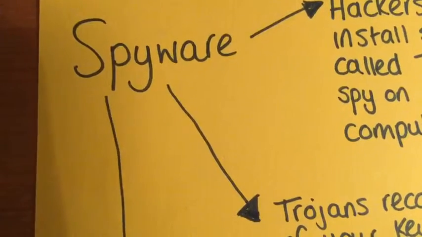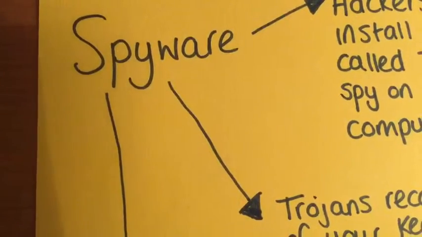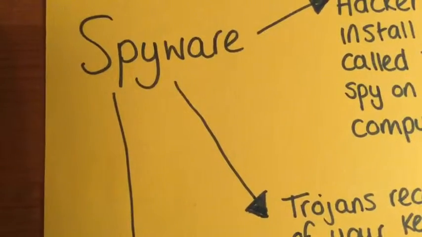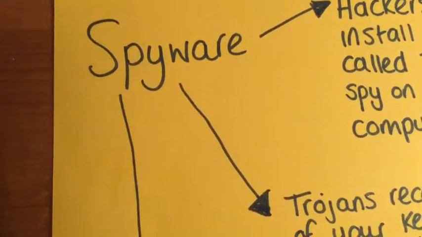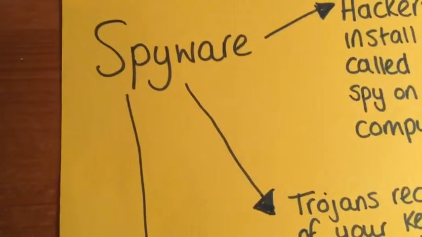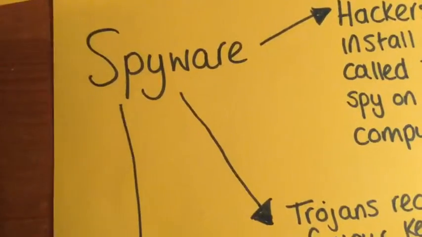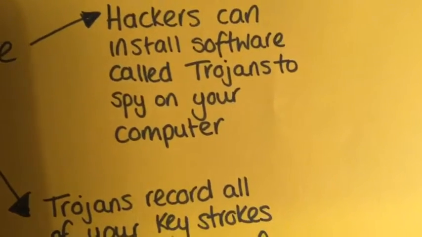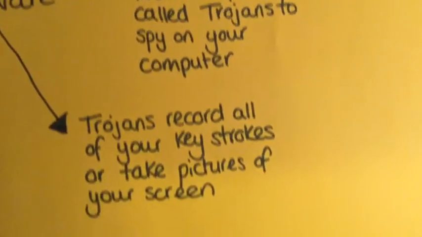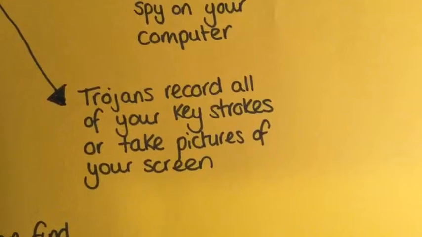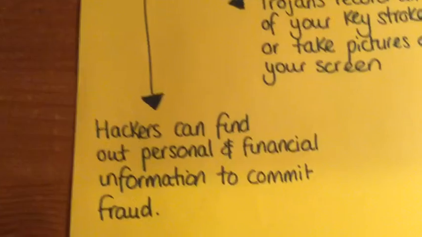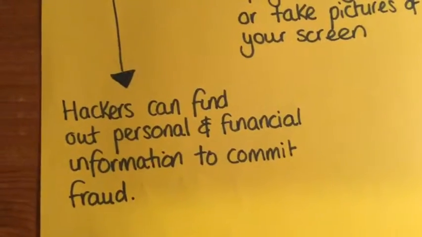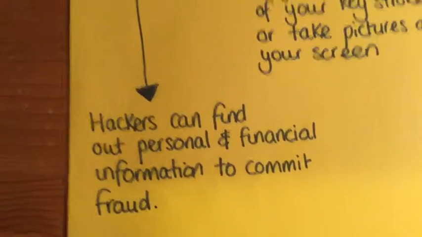Information can be collected when you're online in either an overt or a covert way. An overt way means that you know the information is being collected. Covert is the opposite of this, where you don't know the information is collected. So the first risk, if you like, online is spyware. Hackers can install software called Trojans to spy on your computer. Trojans record all of your keystrokes or take pictures of your screen. Once it's done this, hackers can then find out your personal and financial information to commit fraud.